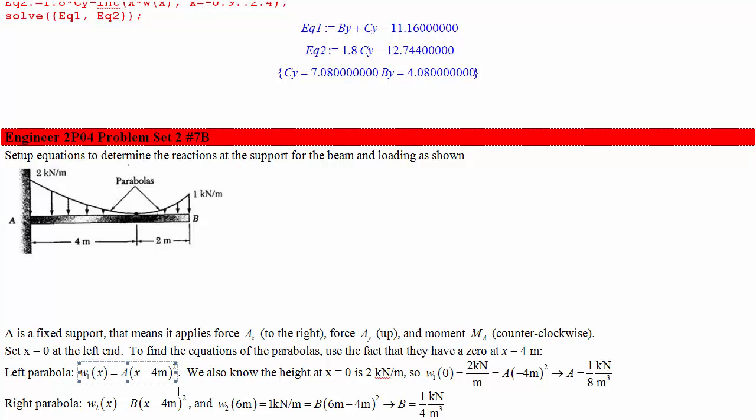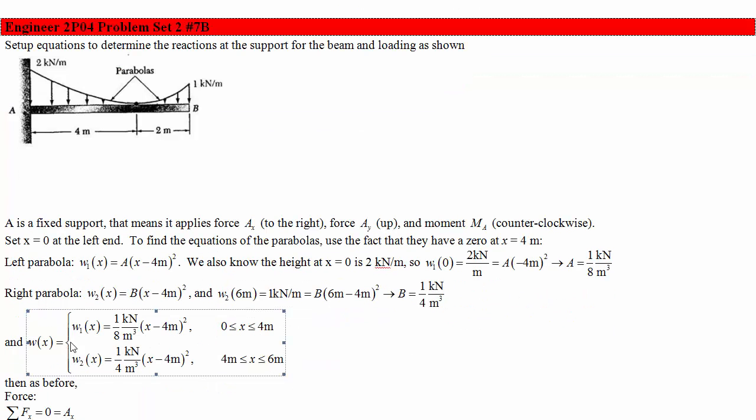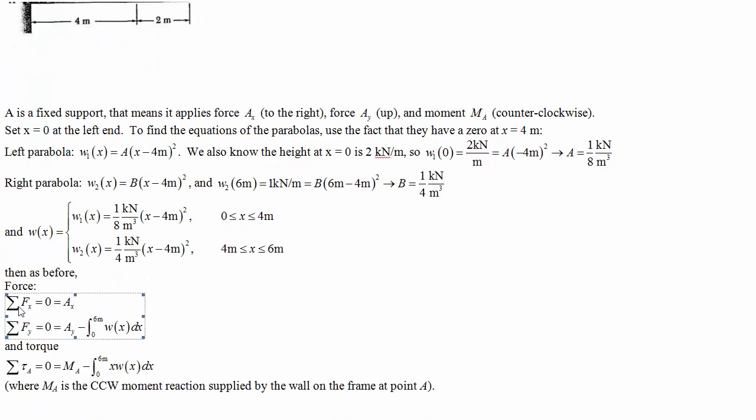That's our W1. Then for the right parabola, we'll do the same thing, except now the point that we know about it is that it's got a height of 1 at x equals 6 meters. So that lets us solve for what b is. So then our entire piecewise function is given like this. And as before, we say the net force in x is 0, net force in y is 0, and the net torque about a is 0. See if you can substitute all of this into Maple.